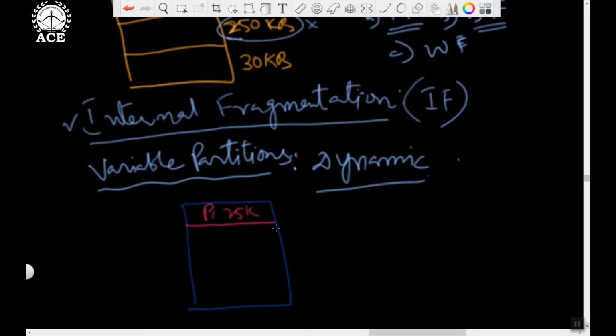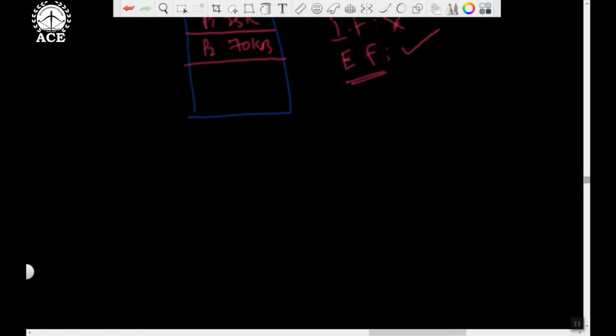So how are we going to overcome those limitations? That can be overcome by using variable partitions. In variable partitions we follow a dynamic approach of partitioning. What is the dynamic approach? The user space will not be divided into a fixed number of partitions, but the partitions get created as and when we start getting the programs. So if I get a program of size 25K, I will create exactly one partition of size 25K and place the process there.